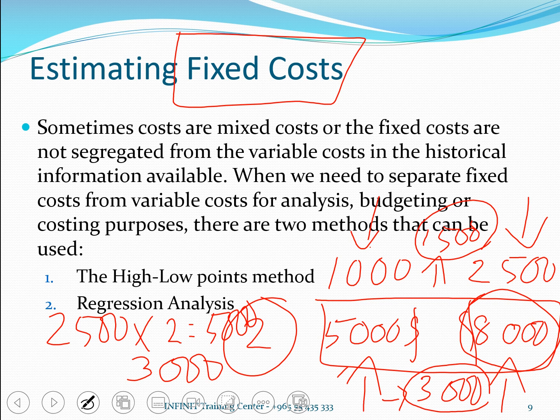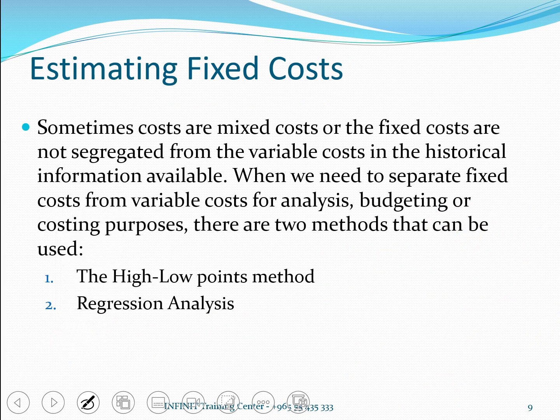When I produced 1,000 units, 1,000 into 2, 2,000 is my variable cost and the total cost is 5,000. So 5,000 minus 2,000, which is 3,000, is my fixed cost. In both cases, we are getting 3,000 as the fixed cost. So this is how we will find out the variable cost and fixed cost components in total cost.